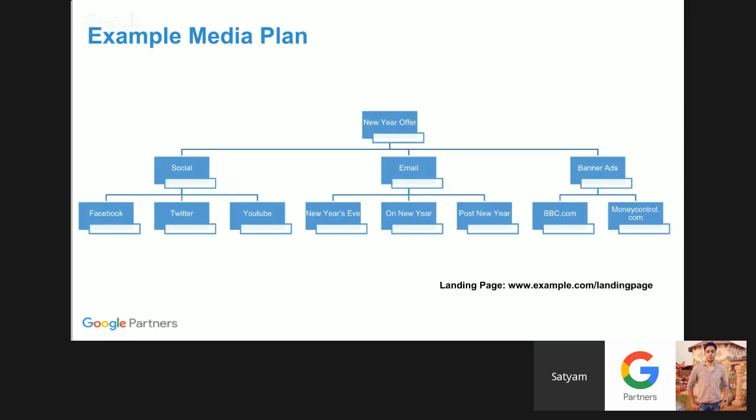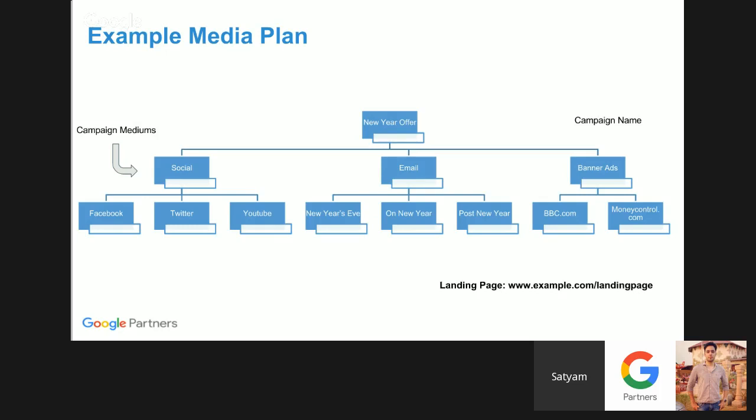Now, in this case, let me just give you how Google Analytics basically defines them. So the New Year offer, the first block, we call it a campaign name. You can have any other name. The next level of hierarchy that says social media, email, and banner ads, we call them mediums or channels. You can call them mediums / channels, anything you want.